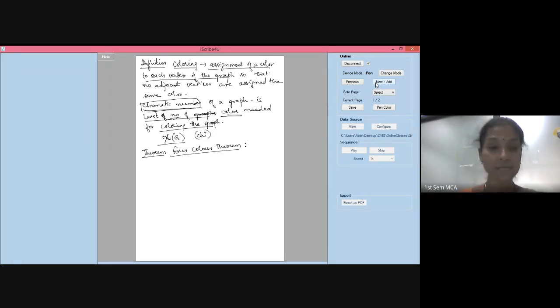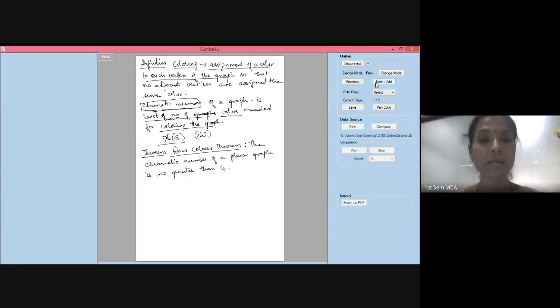Okay, what does the four-color theorem state? The chromatic number of a planar graph is no greater than 4. That is what your four-color theorem states.